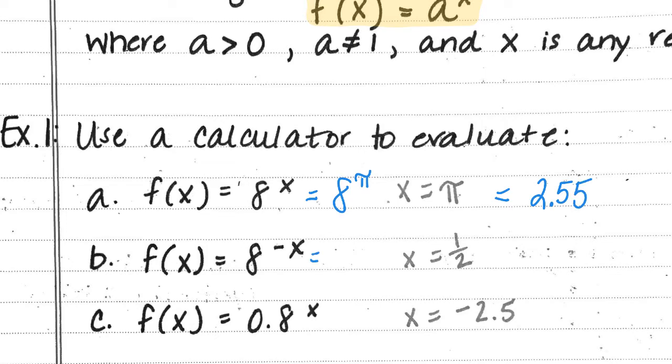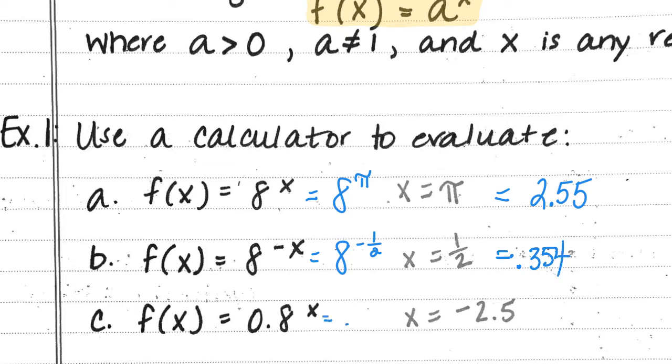So this one is saying 8 to the negative 1/2. 8 to the negative 1 divided by 2. And when I put this in my calculator, I get approximately 0.35. I will round up to 4. I guess I could have written them all out.